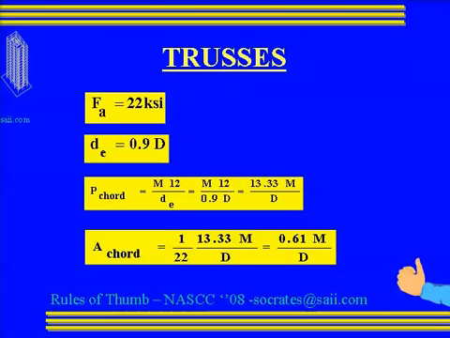Trusses. If we look at the chords of the trusses, the compression side usually will govern with an allowable stress of 22 KSI.